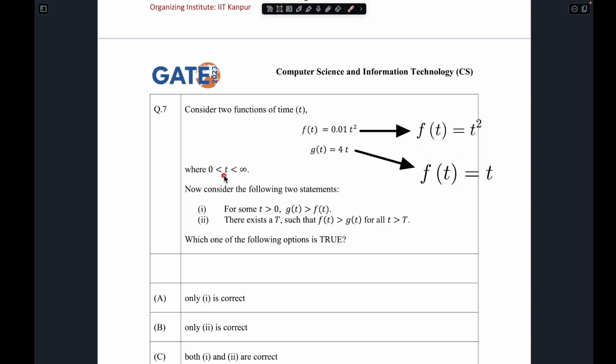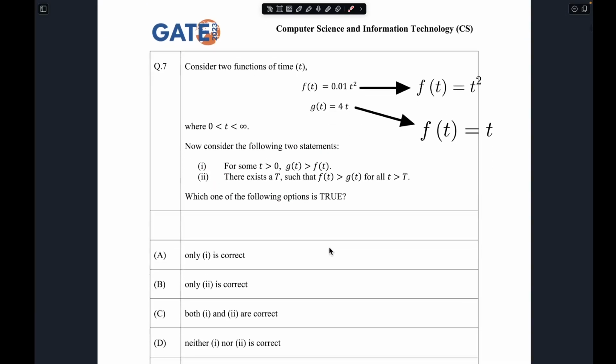Now they are giving us that t is from 0 till infinity. They are giving us these two statements, 1 and 2. Which one of the following options is true? In the options, they are basically suggesting the different permutations for these two statements to be true. The first statement is correct, the second statement is correct, both of them are correct, none of them are correct, right? So basically this is how the whole question is. So we have to basically consider both of these and see if they are true or not.